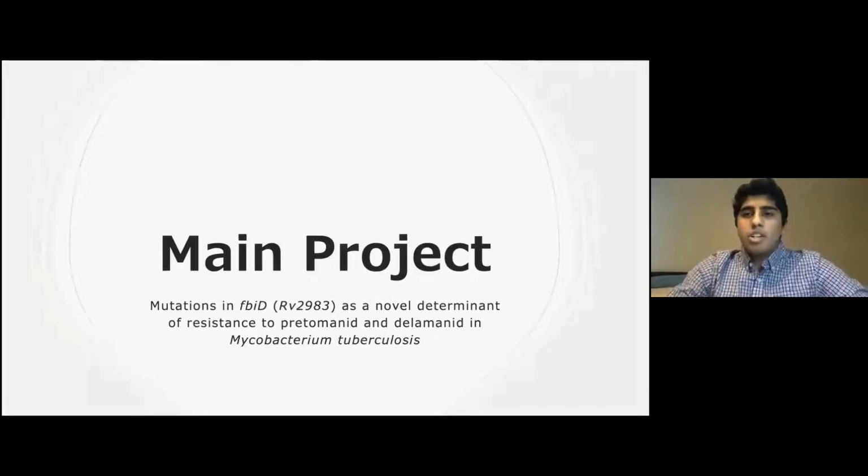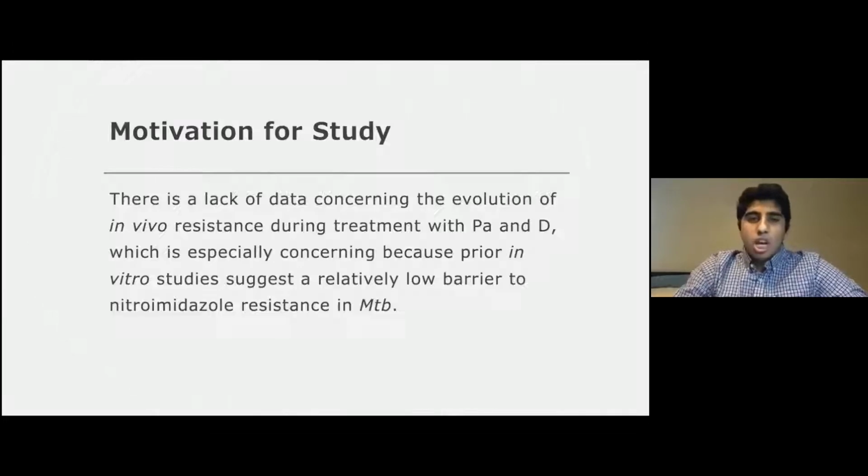So the main project that I'm going to present in this presentation is something that we actually just had published in Antimicrobial Agents and Chemotherapy. The preprint version is accessible in a link I provide at the end of this presentation. But basically, we found that mutations in this new gene, FBID, is a novel determinant of resistance to protominid and delaminid in Mycobacterium tuberculosis.